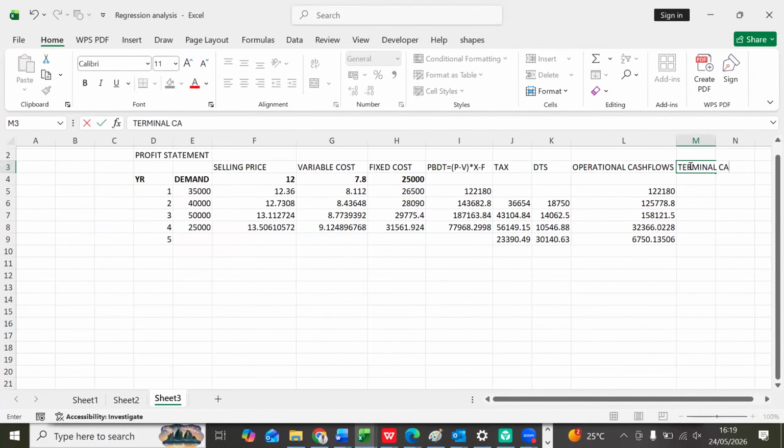Is there somebody who can remind me of examples of terminal cash flows that you guys can remember? Can I tell you one of them? Yes, residual and working capital, salvage value. So in this case, we have a salvage value, or a scrap value, over how much?